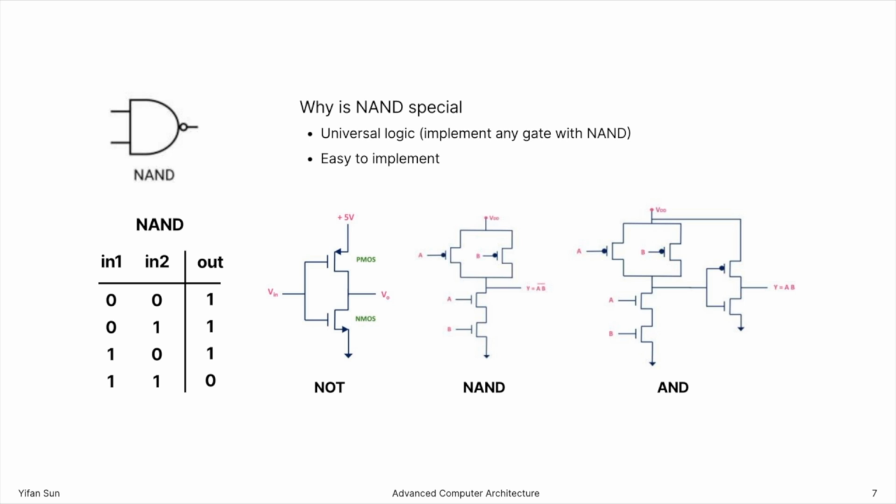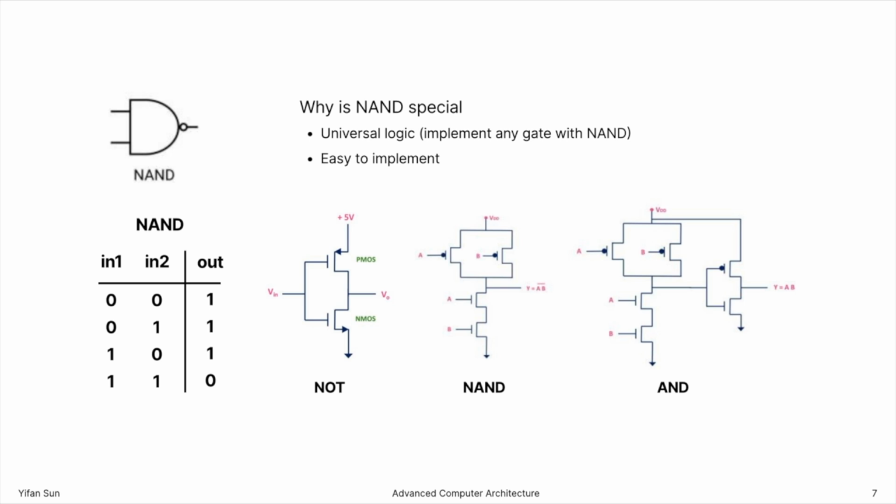Okay, so start with the buffer. How can we represent a circuit or a gate? We use a truth table. For the buffer, if the in is 0, the output is 0. If the in is 1, the output is 1. The NAND gate is special, right? So the NAND gate works in this way. With in 1 and in 2, it's just an AND, but we flip the result.